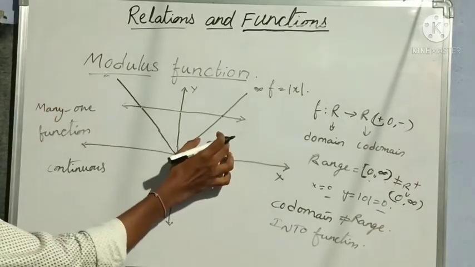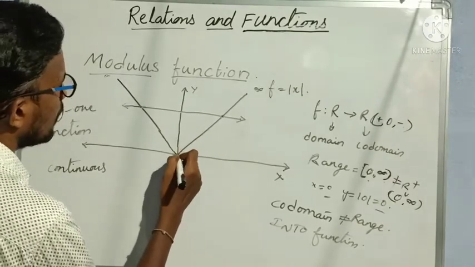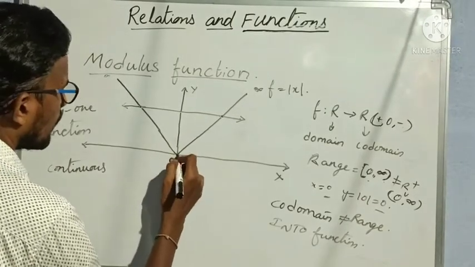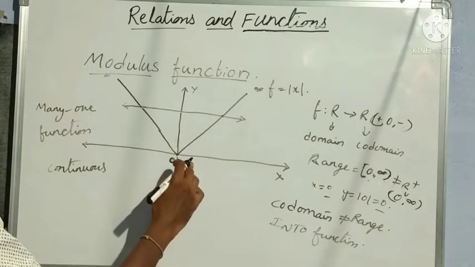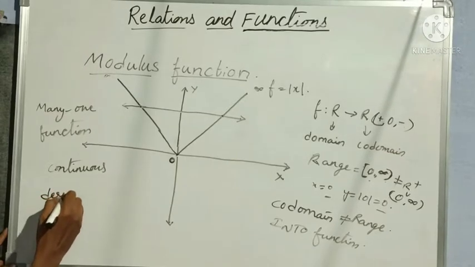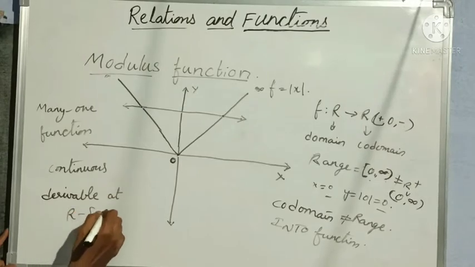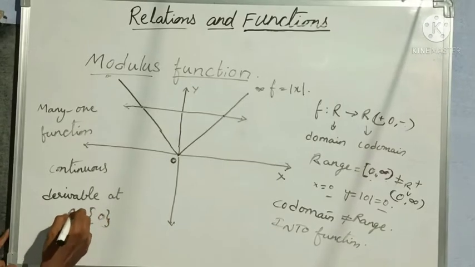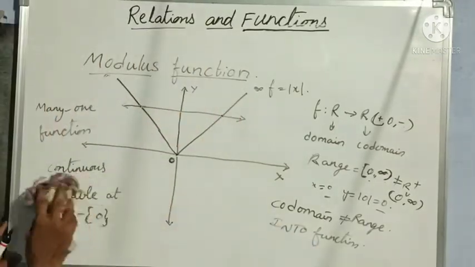Is this function derivable? Yes, derivable, but at x is equal to 0 and y is equal to 0 we observe a sharp corner. So only at x is equal to 0 this function is not derivable. We can write derivable at R minus 0, meaning only at x equal to 0 the function is non derivable, and for every other real number the function is derivable. Understood? This is about the modulus function. I hope everybody understood.